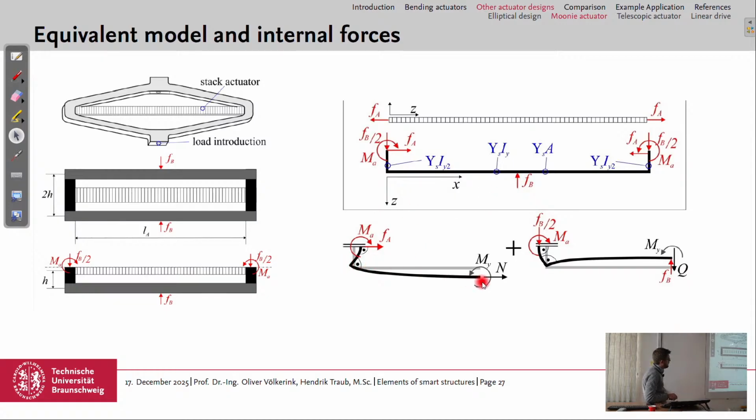So this would be the beam and this would be the lever. So we say it's a rectangular shape for simplification.